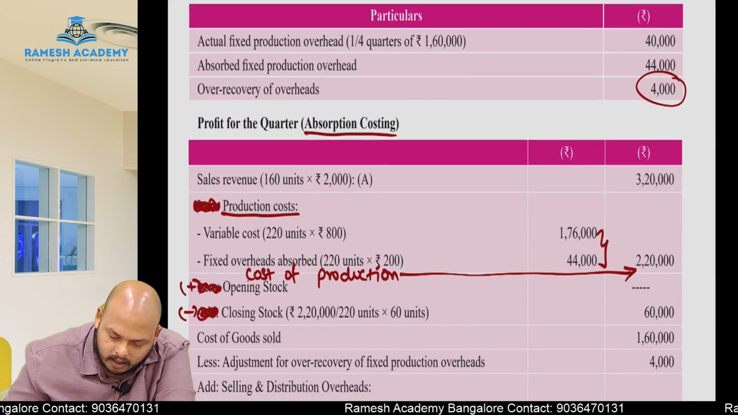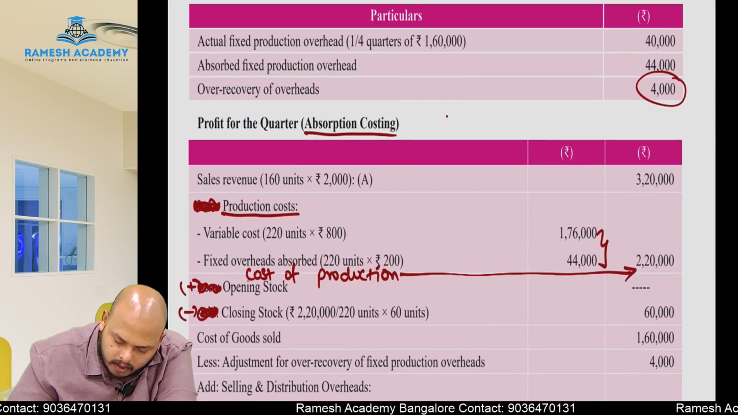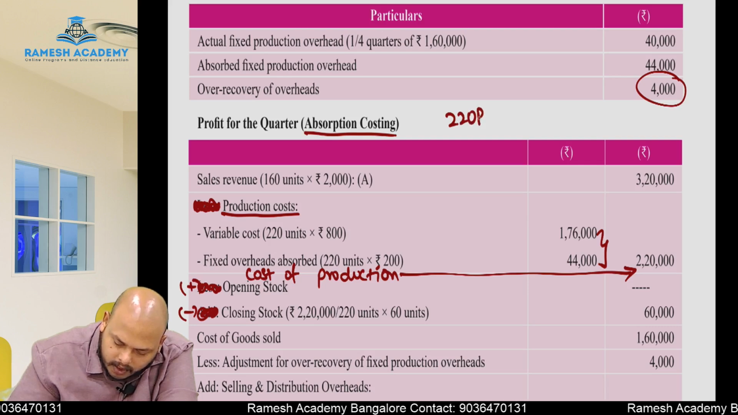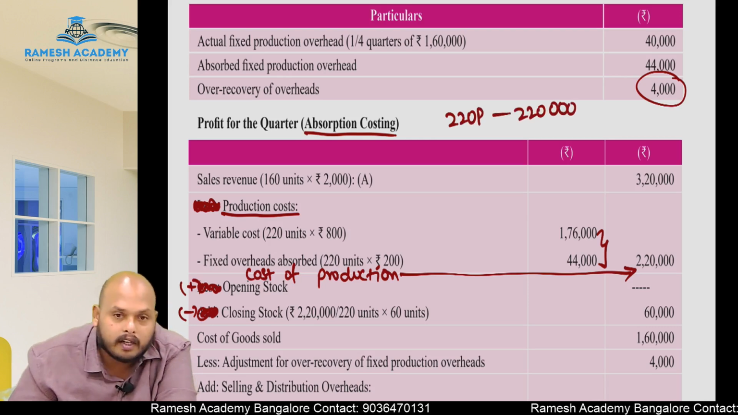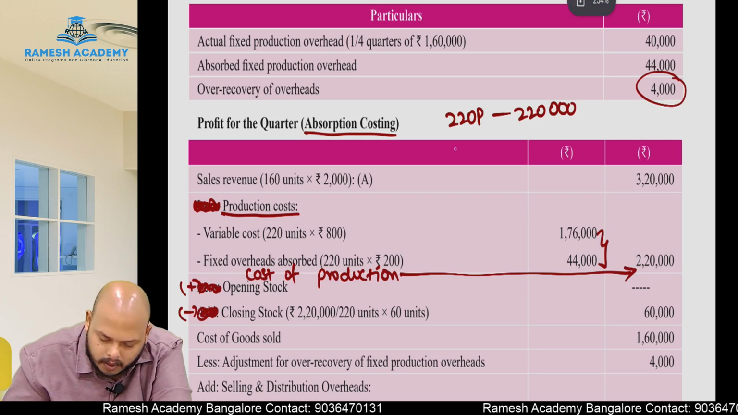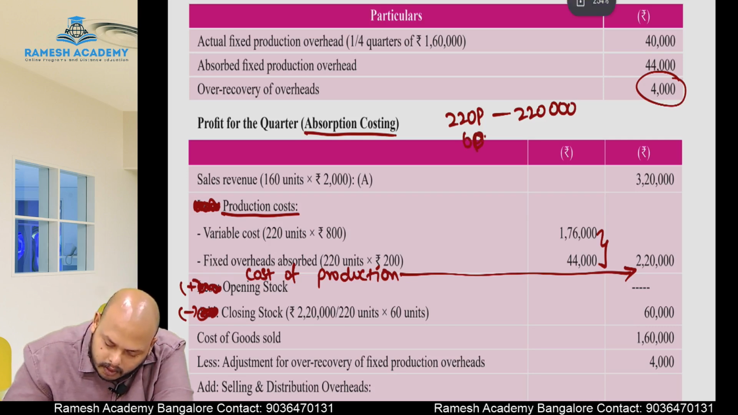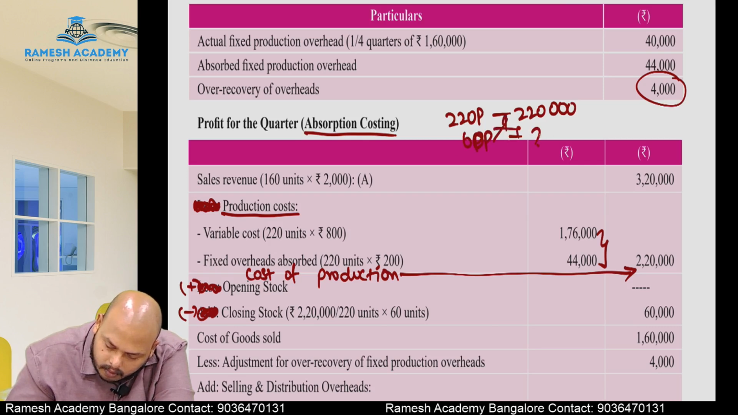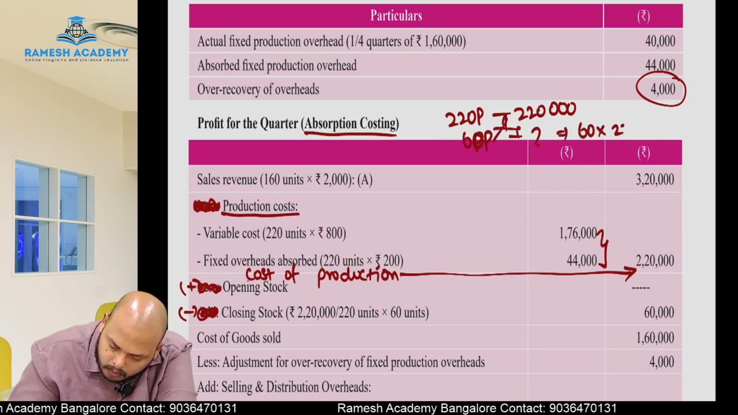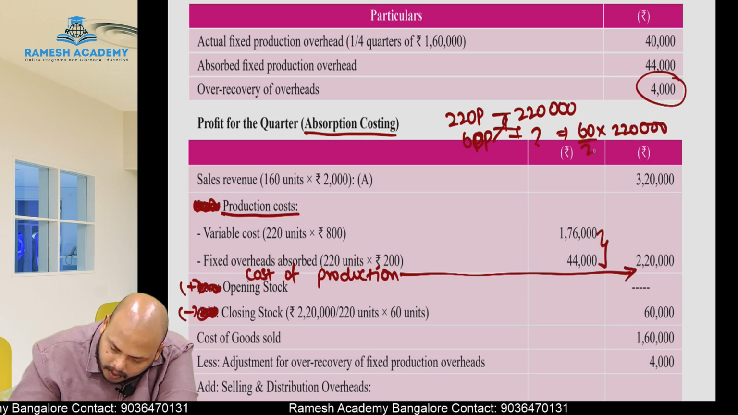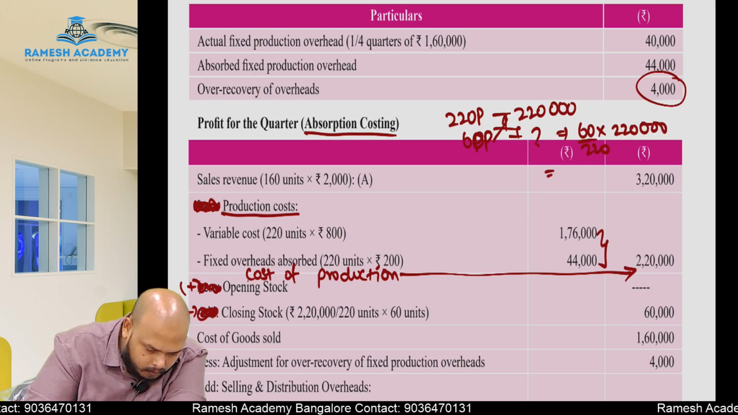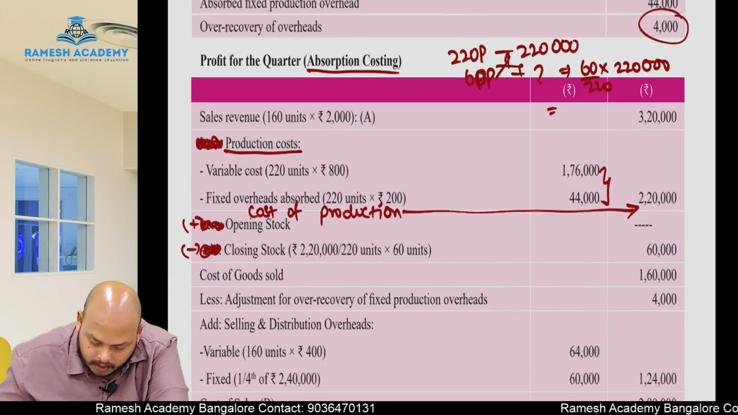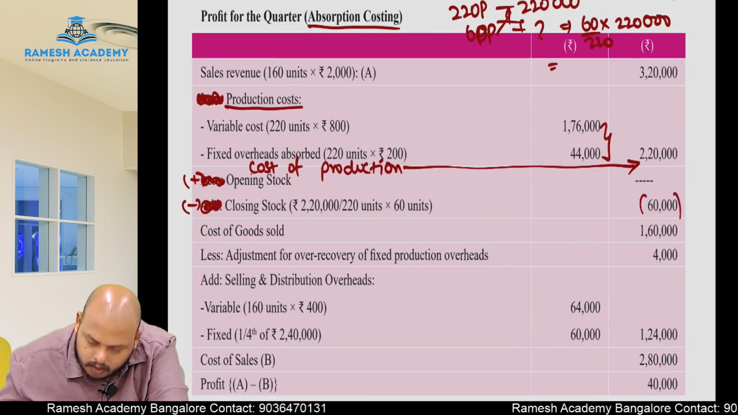60 units, right? How much is the closing stock of finished goods? 60 units. For 220 units of production, how much is the cost we incurred? 2,20,000. How much did we incur to produce 220 units? 2,20,000. What is the closing stock? 60 units is equal to how much? 60 into 2,20,000 by 220. How much? 60,000. That is how he got 60,000.